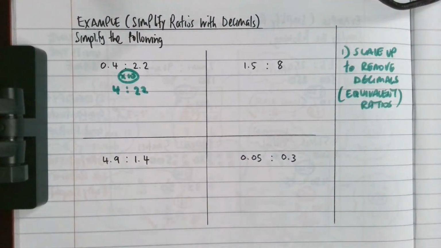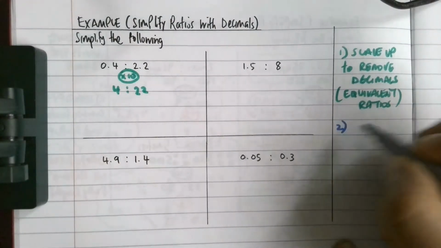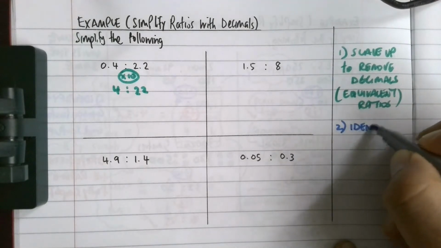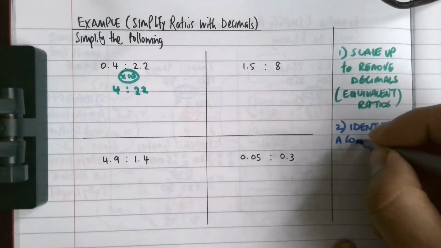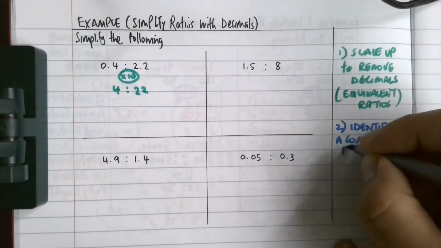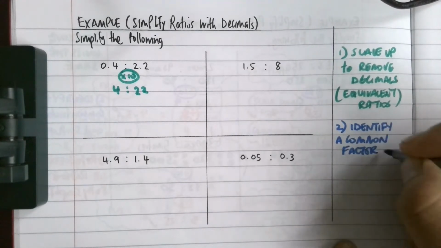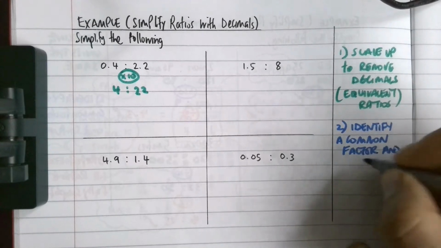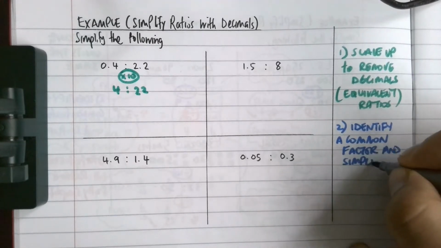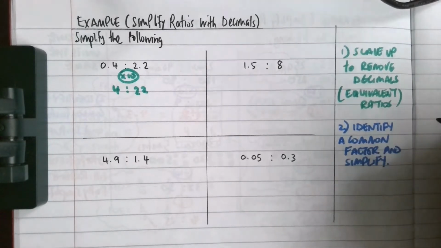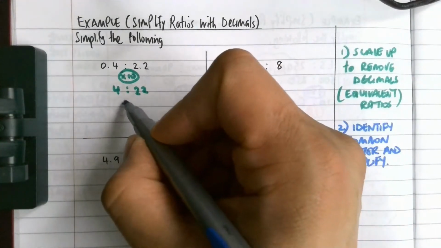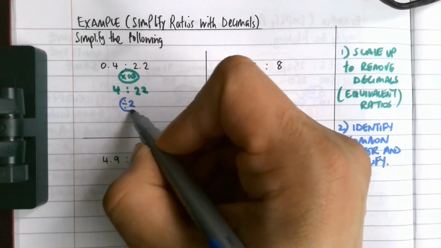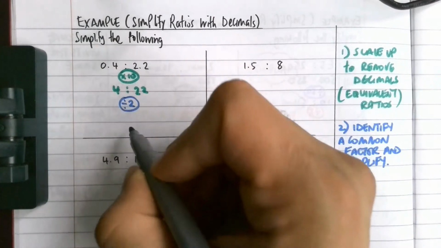All I need to do is to identify the common factor and then simplify. You may need to repeat the identifying the common factor and simplifying process till you're fully simplified, but sometimes you might be able to do that in one step. And for this question here, we can do that in one step. So we divide both parts by 2, so we end up with 2 to 11.